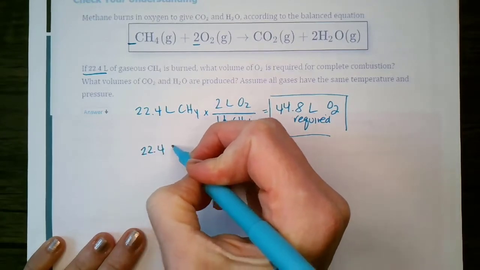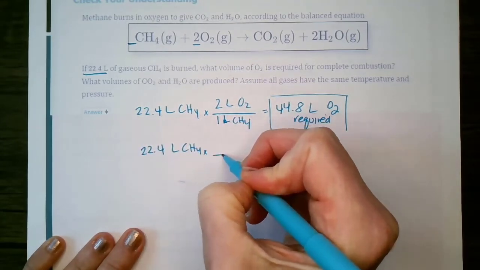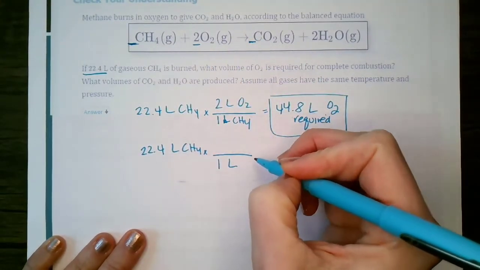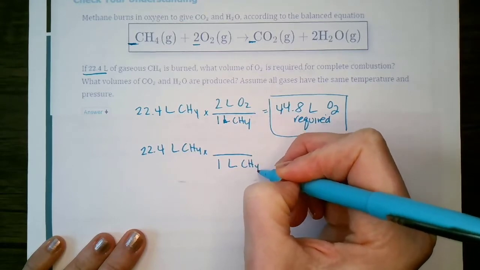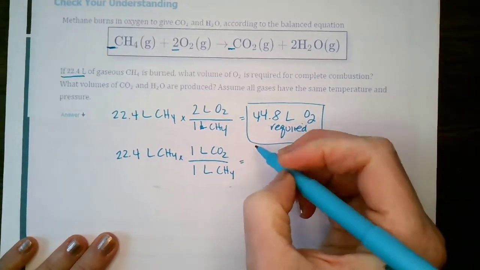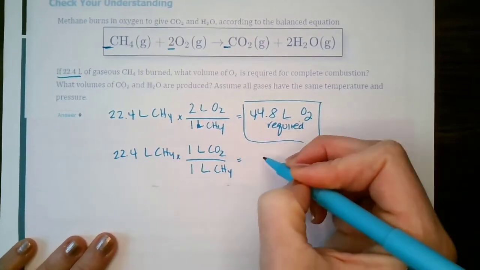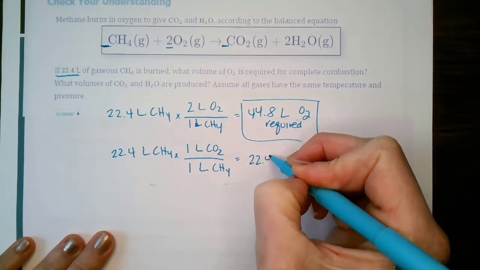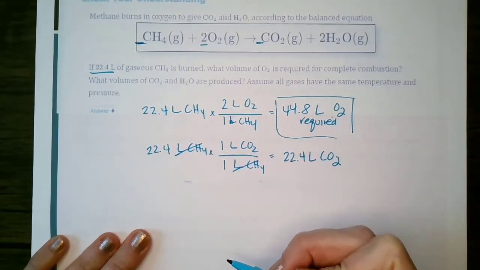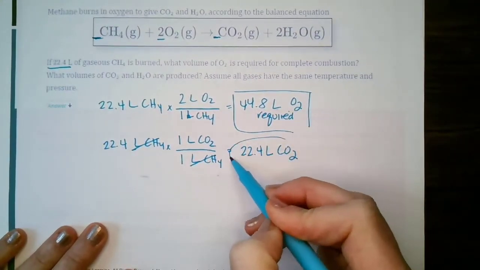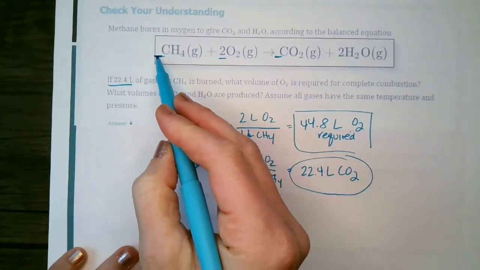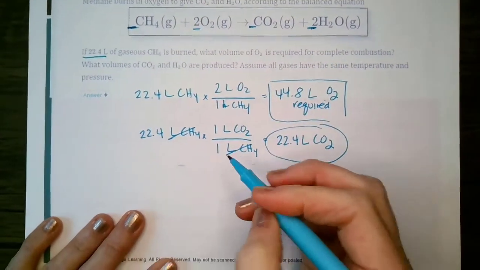What volumes of CO2 and H2O are produced? So if I've got 22.4 liters of CH4, we know that there's a 1-to-1 ratio for CO2. 1 liter of CH4 is required to produce 1 liter of CO2. So that means that 22.4 times 1 divided by 1 would give me 22.4 liters of CO2. Again, we can see that our units cancel diagonally. So that much CO2 would be produced.